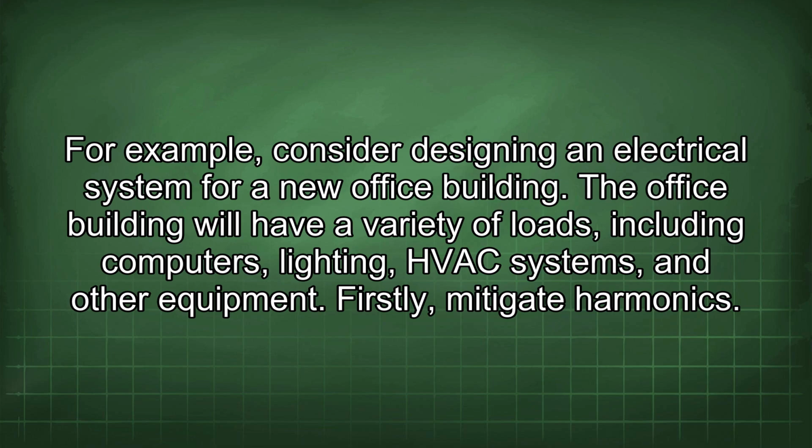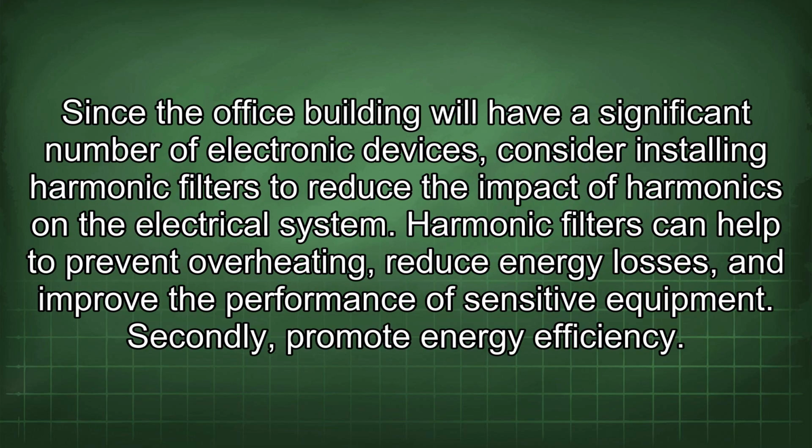The office building will have a variety of loads, including computers, lighting, HVAC systems, and other equipment. Firstly, mitigate harmonics. Since the office building will have a significant number of electronic devices, consider installing harmonic filters to reduce the impact of harmonics on the electrical system. Harmonic filters can help to prevent overheating, reduce energy losses, and improve the performance of sensitive equipment.